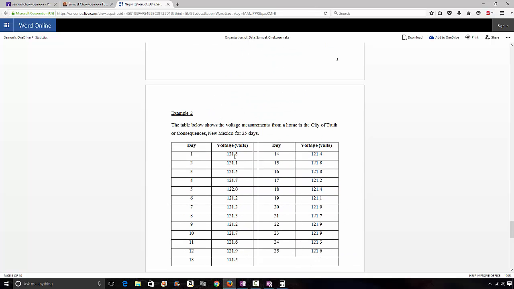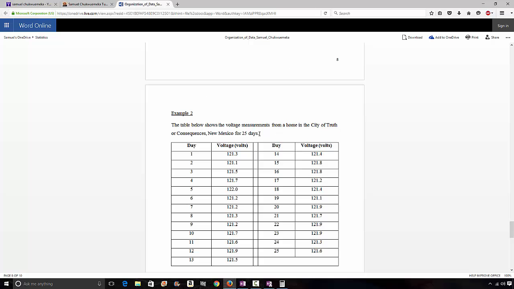Example 2. The table below shows the voltage measurements from a home in the city of Truth or Consequences, New Mexico. I like the name of this city. City of Truth or Consequences. This is the name of a city in New Mexico. I've been using the name in my PowerPoint or in my notes.